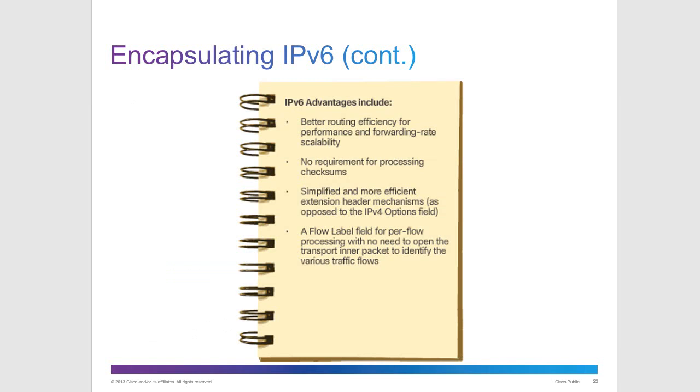So you've got better routing efficiency for performance and forwarding rate scalability as an advantage for IPv6. No requirement for processing checksums. Simplified and more efficient extension header mechanisms as opposed to the IPv4 options field. And flow level field for per flow processing. No need to open the transport inner packet to identify the various flows of traffic. So you've got those as your advantages for IPv6. Who knows, that may be a test question asking you, what are the advantages of IPv6? Check 2 of the 5, or check as many of these 5 as apply. So, could be a test question.